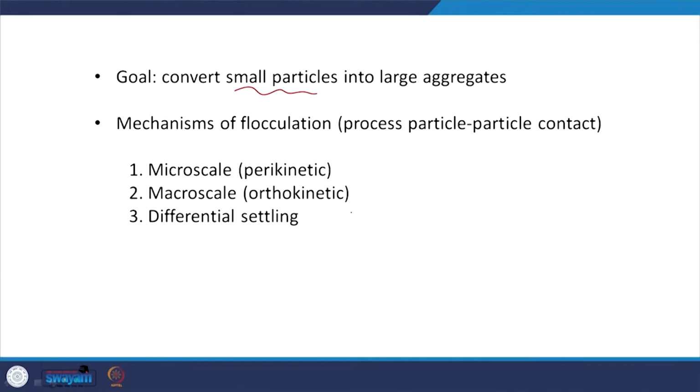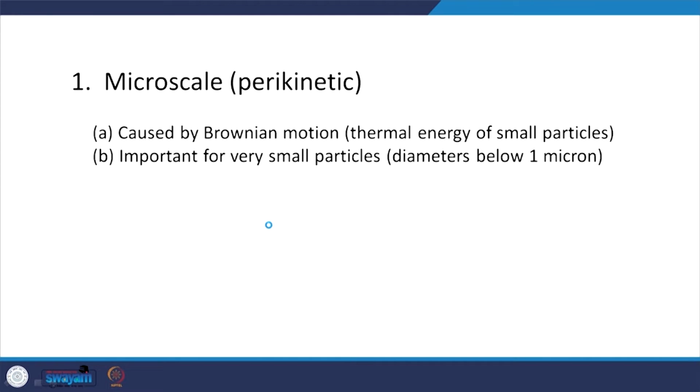We looked at one figure earlier wherein energy is transferred from large eddies to smaller eddies and then to the micro scale. It is similar. So, micro scale, perikinetic; macro scale, orthokinetic; and differential settling, let us say, right. These are the three mechanisms by which different particles can come in contact. Micro scale: Brownian motion, let us say diffusion relevant aspects. Brownian motion is due to the thermal energy of small particles. We are talking about very small particles, 1 micron, let us say, relatively higher than virus size. It is obviously important for very small particles, right.